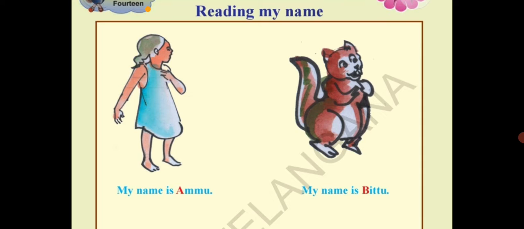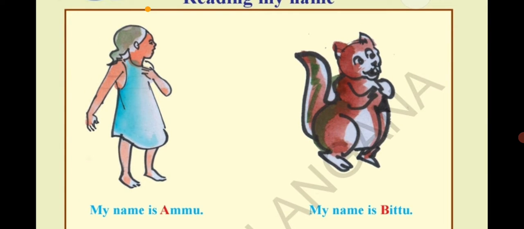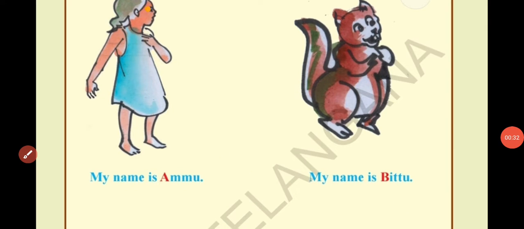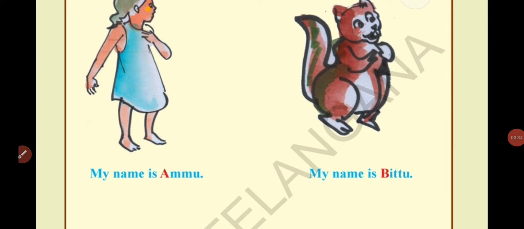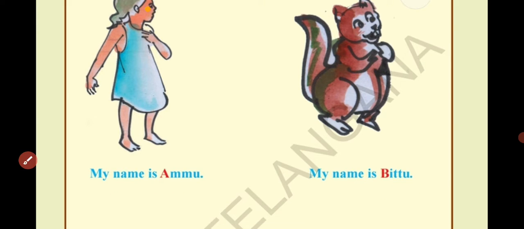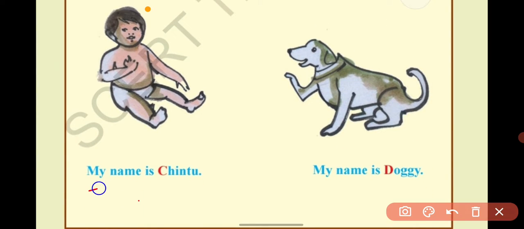introducing themselves. This is Ammu. She is saying, My name is Ammu. My name is Bittu. Then here my name is Chintu. My name is Doggy.